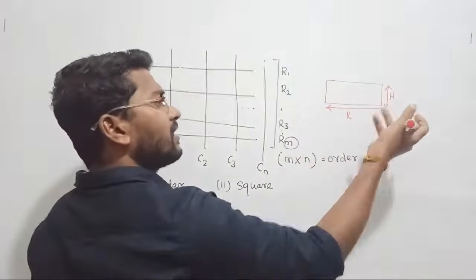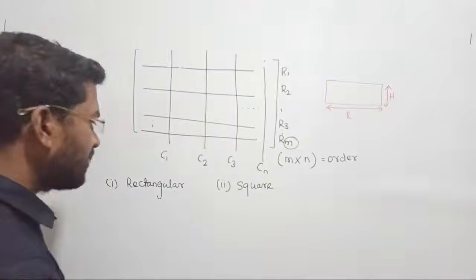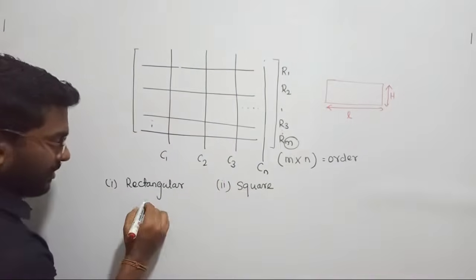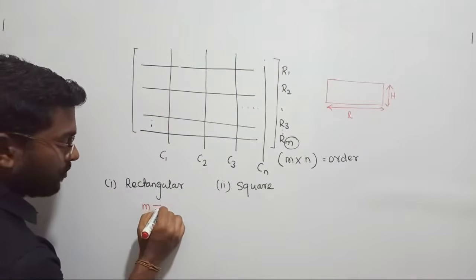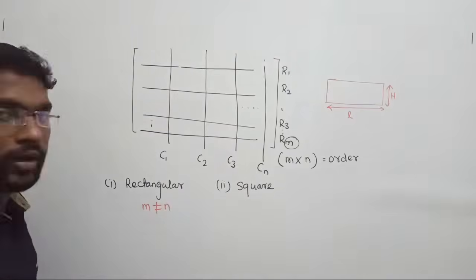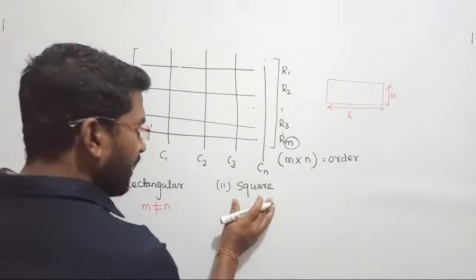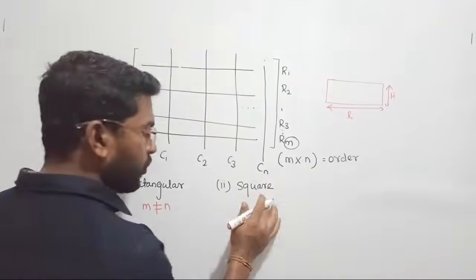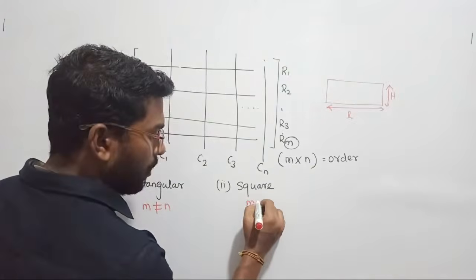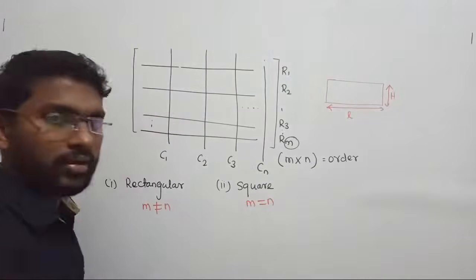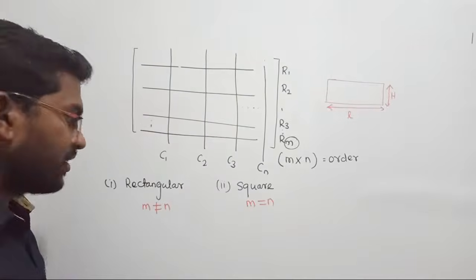Suppose if they are equal, then it is called a square. Do you agree? Yes. In the case of a rectangular matrix, the order, that is the number of columns and the number of rows, is not equal, whereas in the case of a square matrix, m and n are always equal. Right, that is the conclusion.